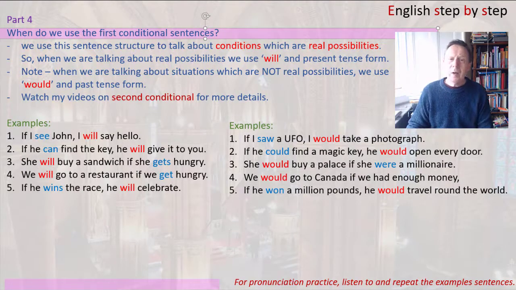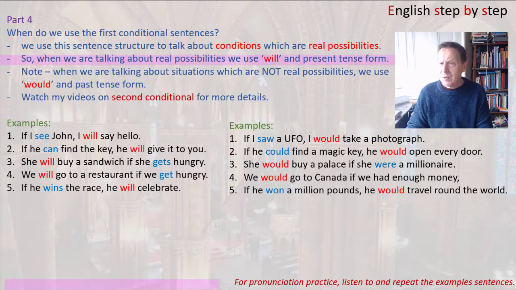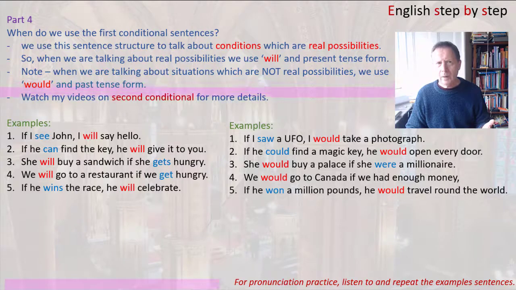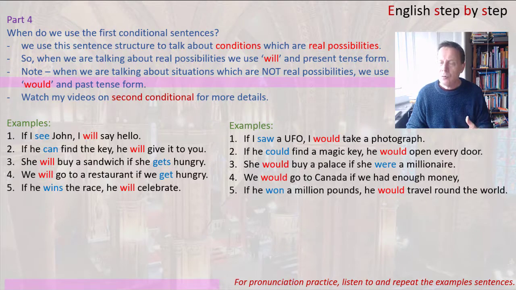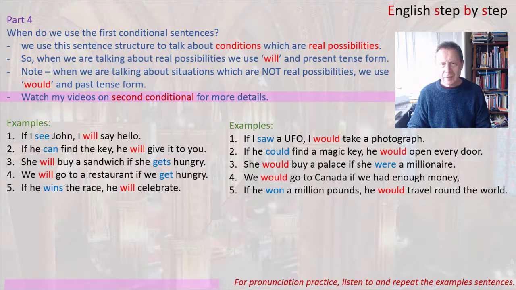So when we are talking about real possibilities, we use will and the present tense form in a conditional sentence. Now note, when we are talking about situations which are not real possibilities, we use would and we use the past tense form. Now, that's second conditional. Situations which are not real. Now, watch my videos on second conditional for more details and examples of these. Let's briefly look at some comparisons now between first conditional and second conditional.